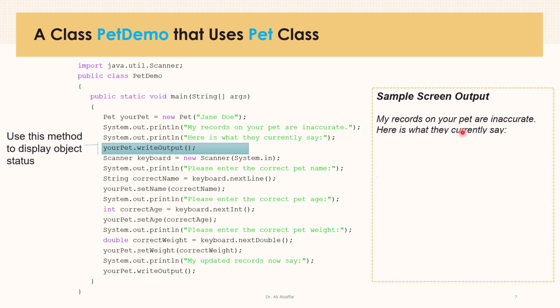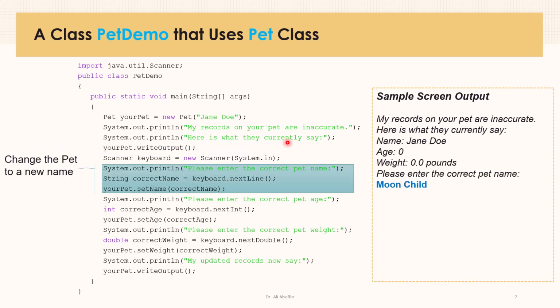Going next, 2 messages are displayed on the screen. My records on your pet are inaccurate. Here is what they currently say. Now we are calling yourPet.writeOutput, so the name of the object is yourPet, and here we are calling the writeOutput method, and simply it will display the information of this pet. As you see, the age and weight are equal to 0.